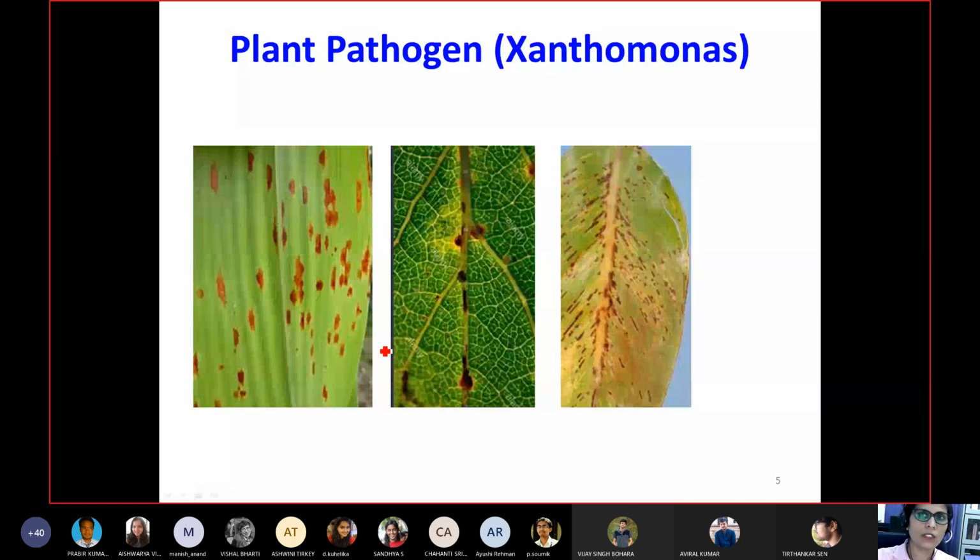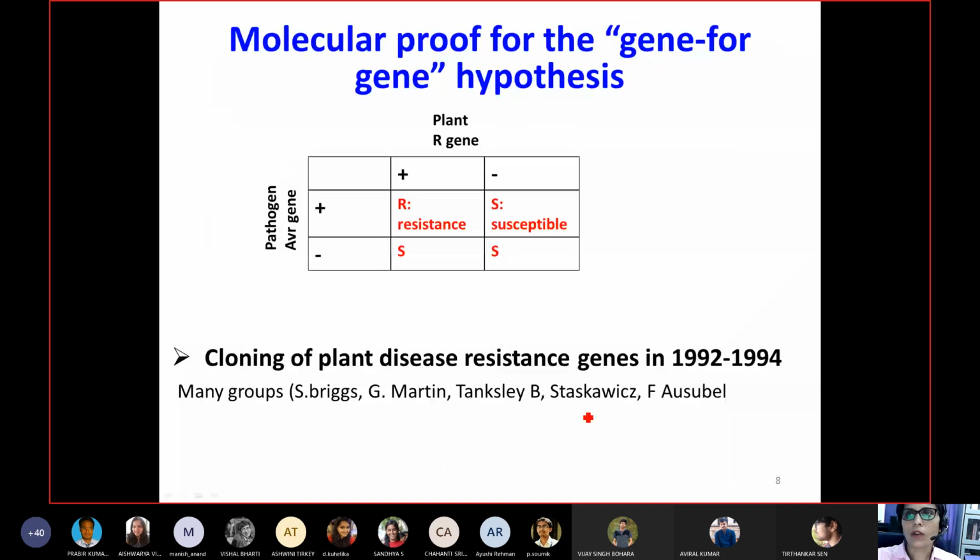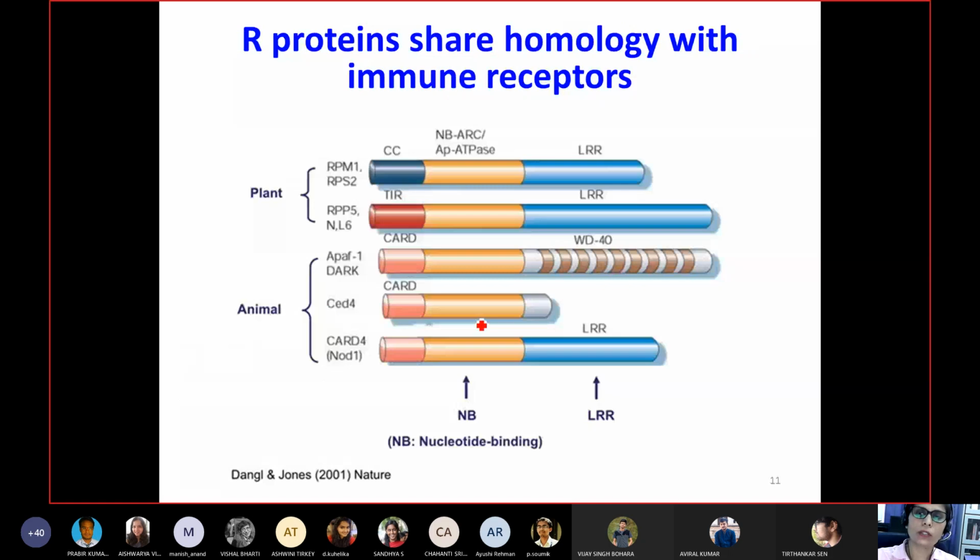So what we basically saw was that a gene-for-gene hypothesis was proposed. From this hypothesis we can see that there is an avirulence gene present in the pathogen, in our case Xanthomonas, and in the plant we have a resistance gene. When these two things are present in the system, only then is your plant resistant. And slowly people found out how the system works to fend off the pathogen.